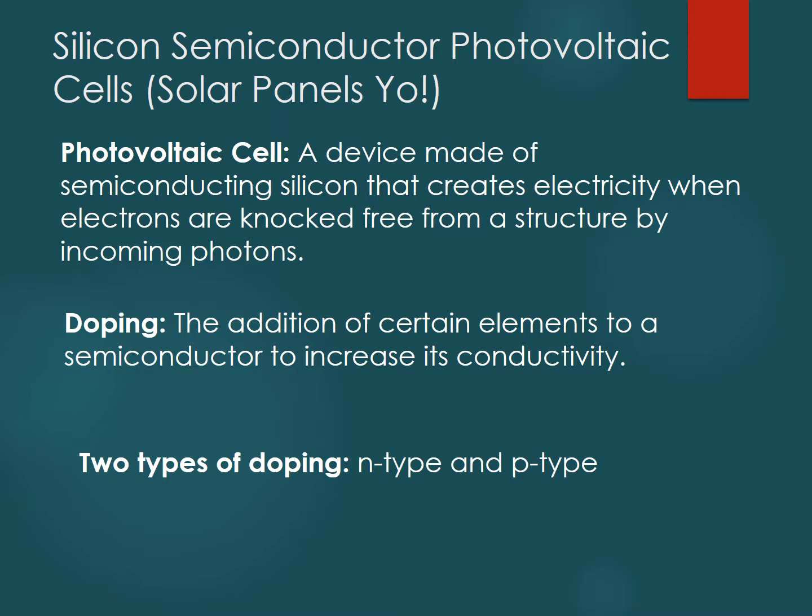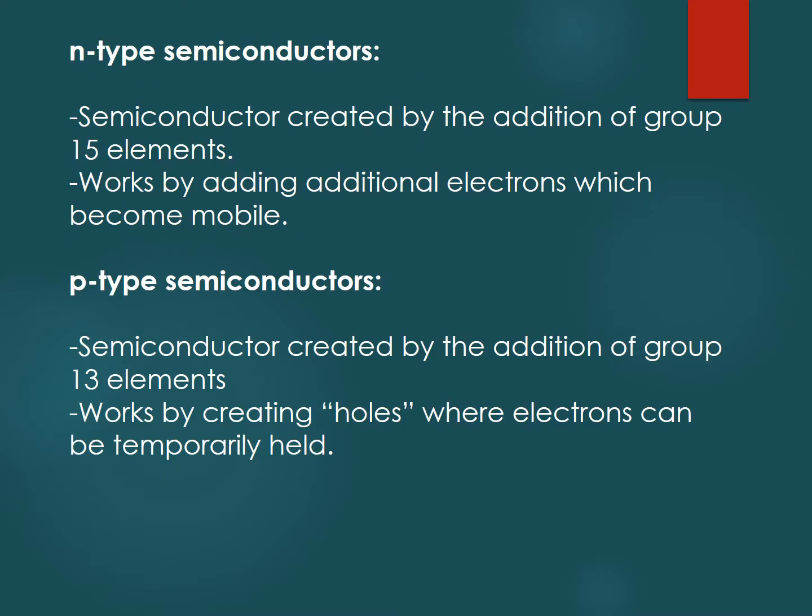So doping is a process in which certain elements are added to a semiconductor to increase its conductivity. And there's two types of doping, N-type and P-type. All right, so semiconductors created by the addition of group 15 elements, elements like phosphorus and arsenic and antimony, are considered N-type semiconductors. And they work by adding additional electrons which can become mobile. That's why it's called N-type, because we're adding additional electrons, and electrons are negative, so it's kind of like negative type.